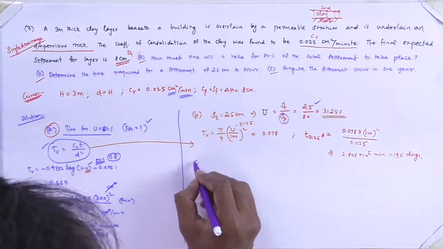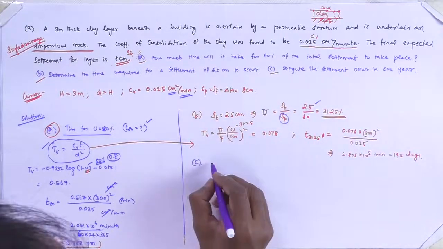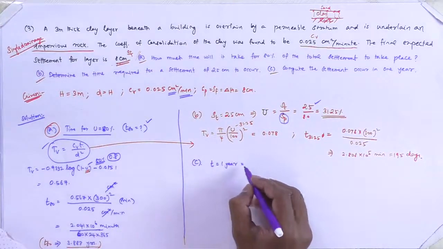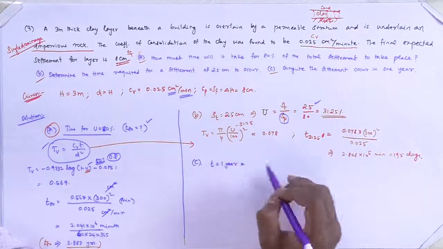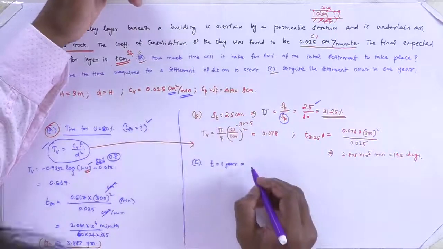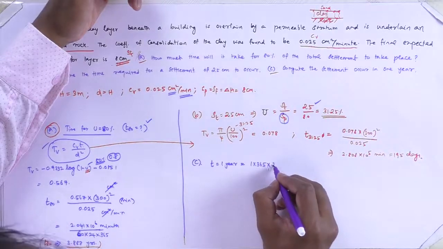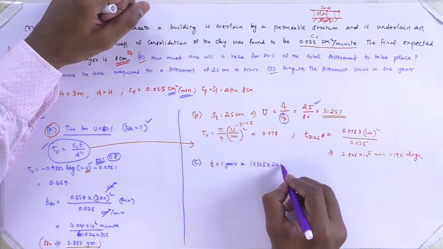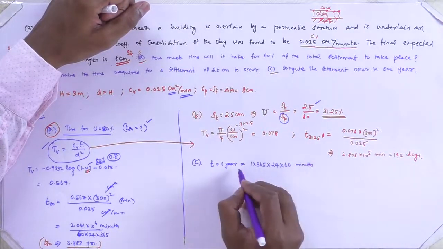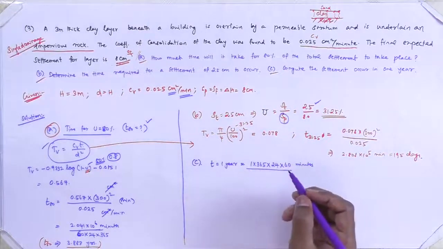Third subdivision: how much settlement will occur in 1 year. They have given T as 1 year. So you have to convert this time into minutes, because we are maintaining CV in terms of minutes. So 1 year has 365 days, each day has 24 hours and each hour has 60 minutes. So that is T in terms of minutes for 1 year.